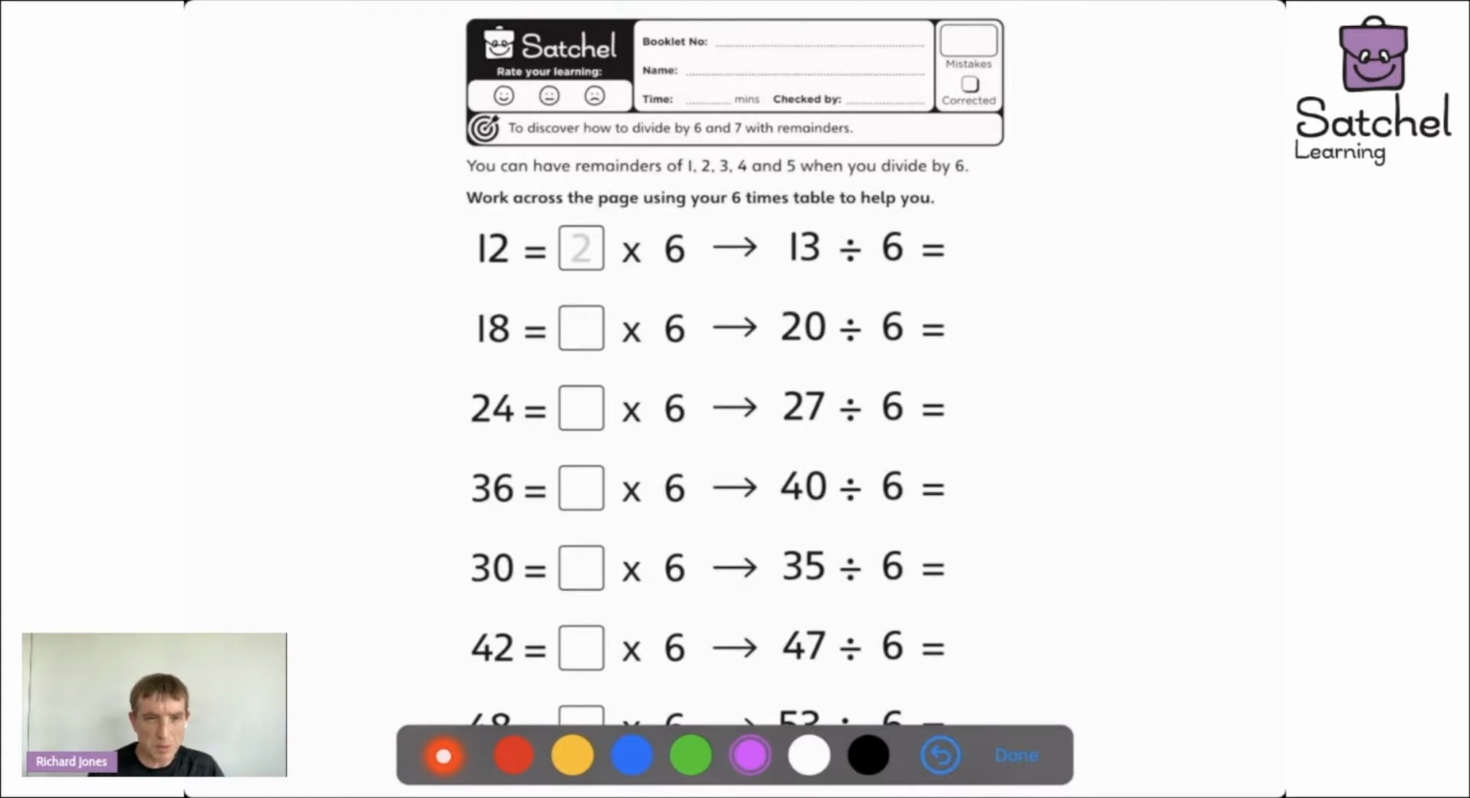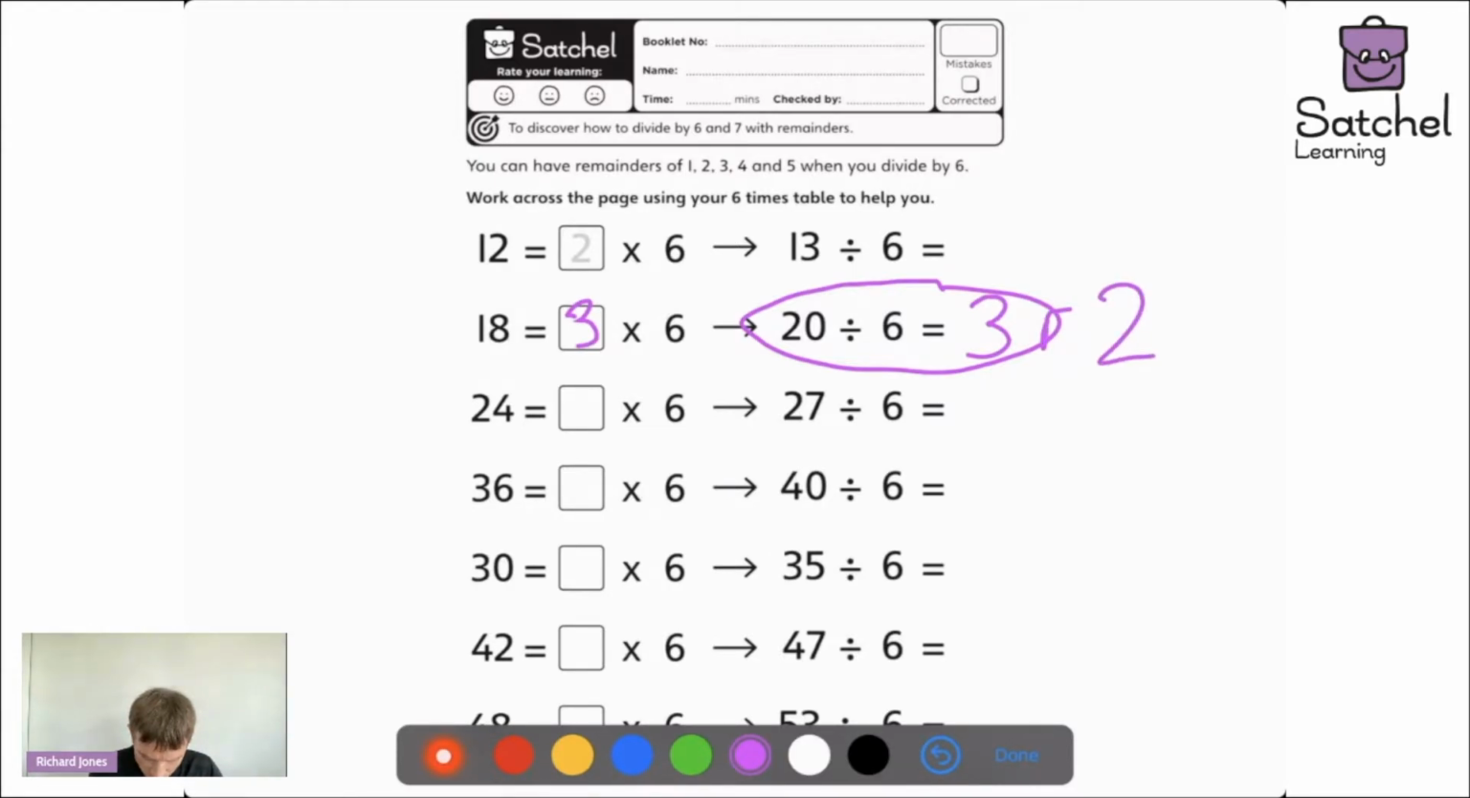If we look at the example of 20 divided by 6 here, what they should be thinking is 18 is the nearest answer in my 6 times table, and that is 3. So the answer is going to be 3. And then from 18 to 20 is 2. So it becomes 3, remainder 2.